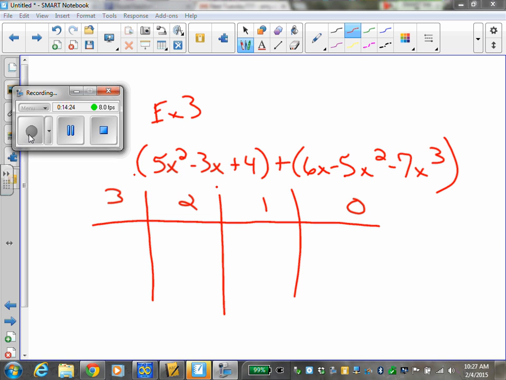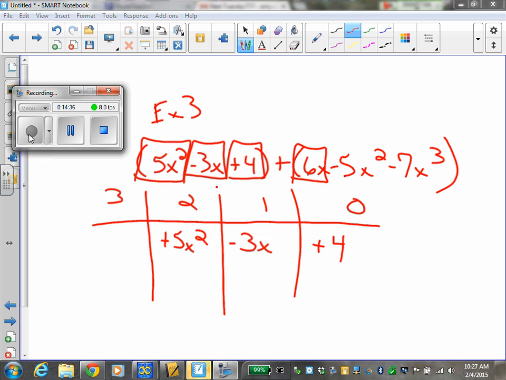So, where does the 5x squared go? In the 2's. Where does the negative 3x go? In the 1's. Where does the 4 go? In the 0's. Where does the 6x go? Just like this. Yes? Don't forget, I'm telling you.